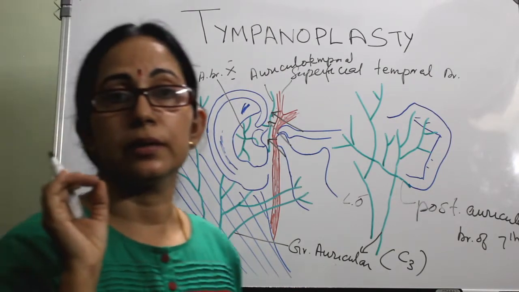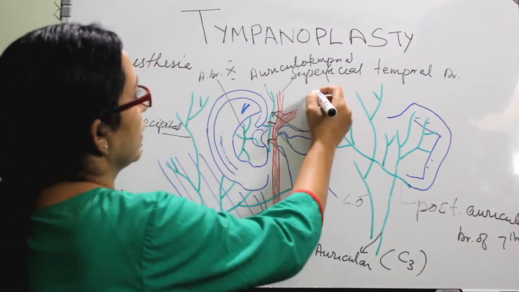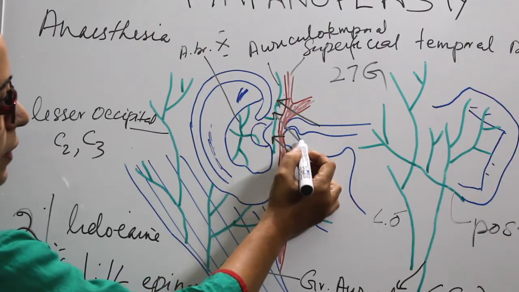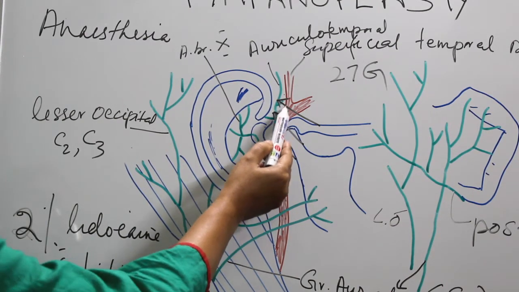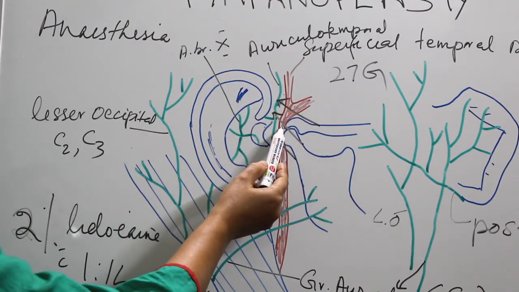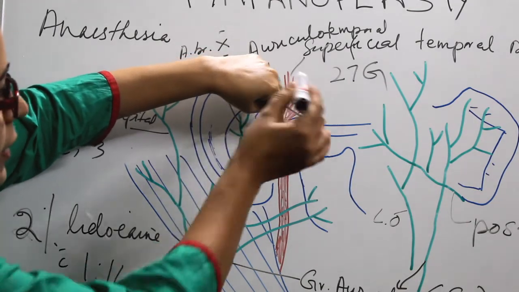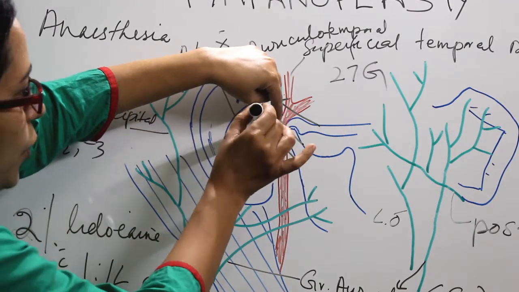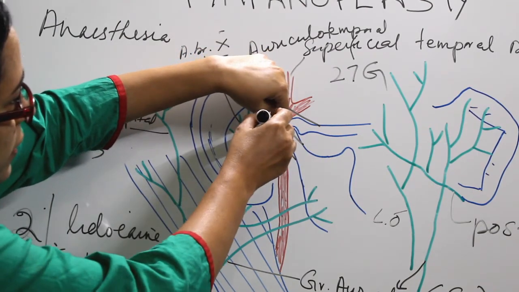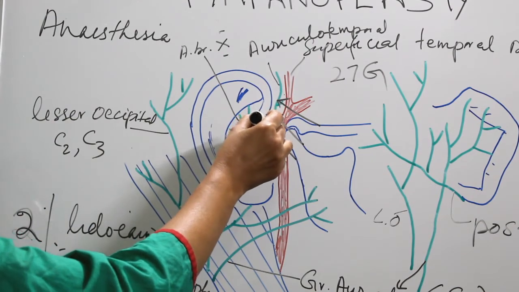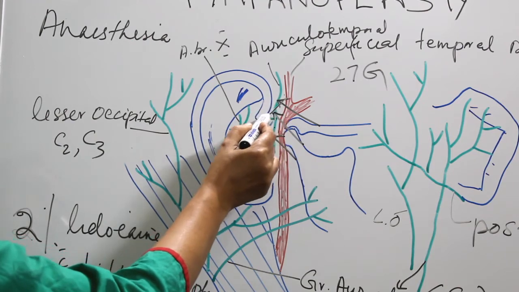You have to use the smallest size needle, that is usually used one is a 27 gauge. Palpate the temporomandibular joint. Just behind that you will get the pulsations of the superficial temporal artery. Keep one finger over the superficial temporal artery, and with a 27 gauge needle poke it vertically downwards, and then always withdraw. Then your needle will be on the auriculotemporal nerve. So you can infiltrate the auriculotemporal nerve, and here comes the incisura terminalis.